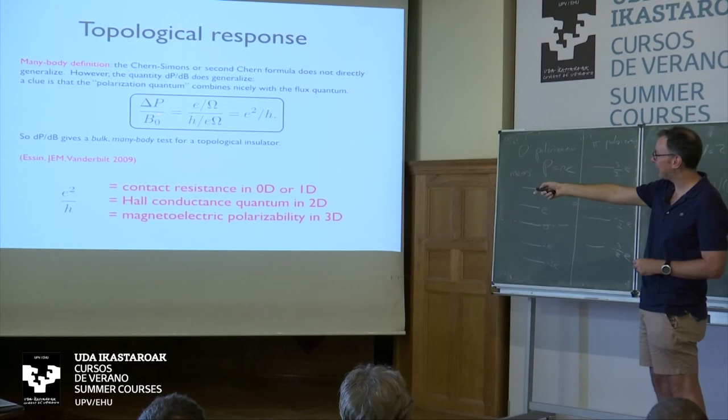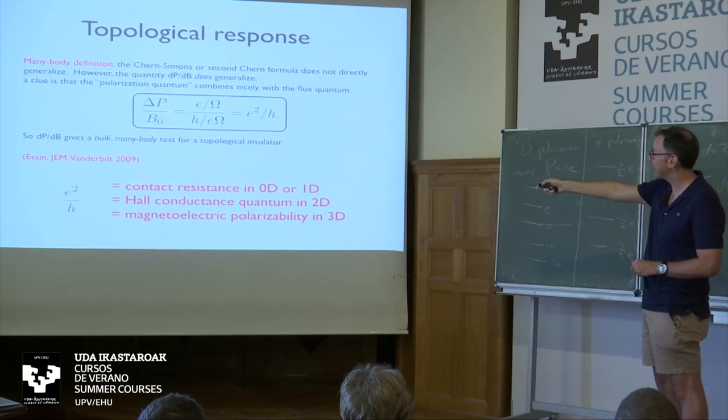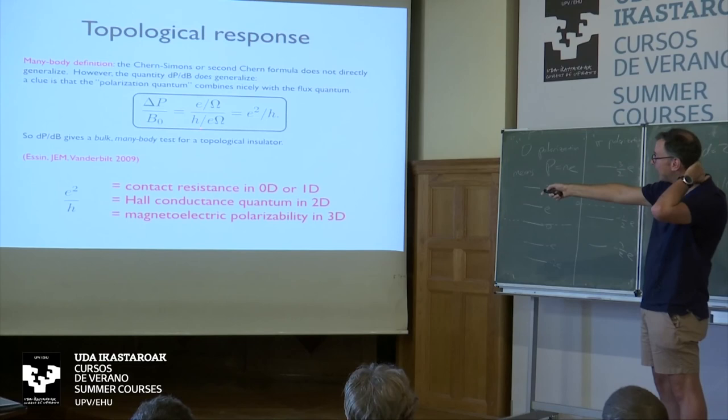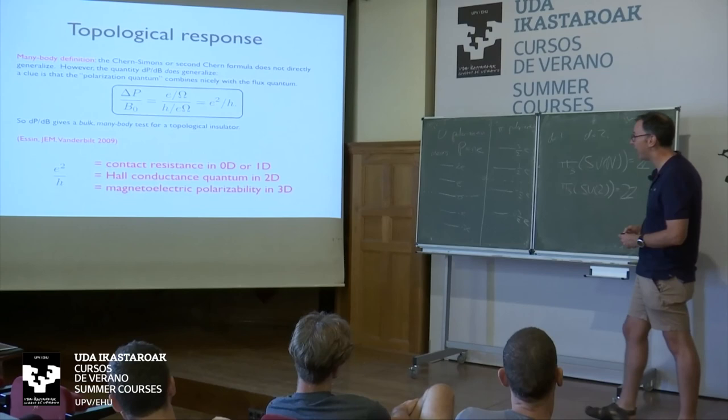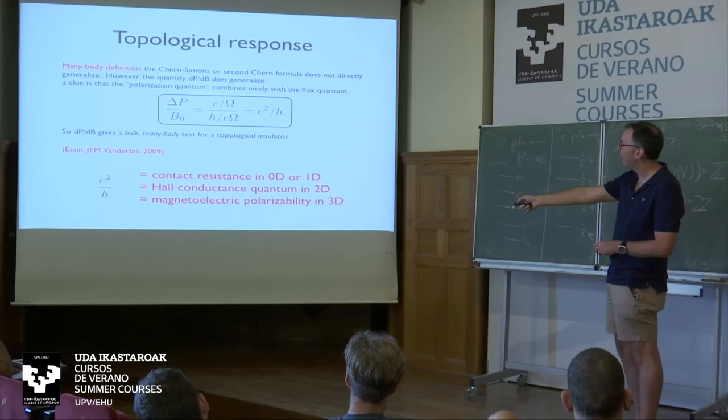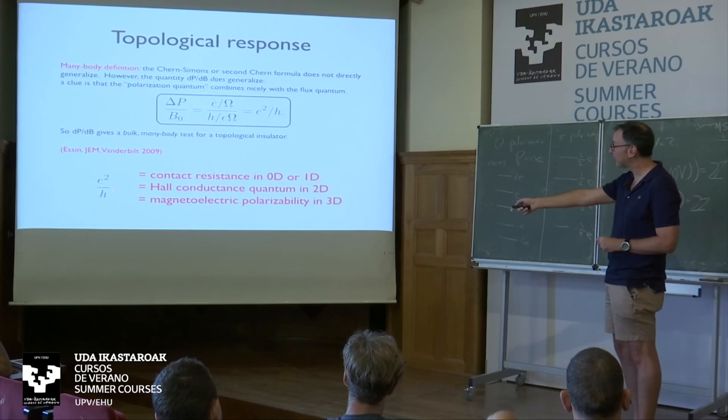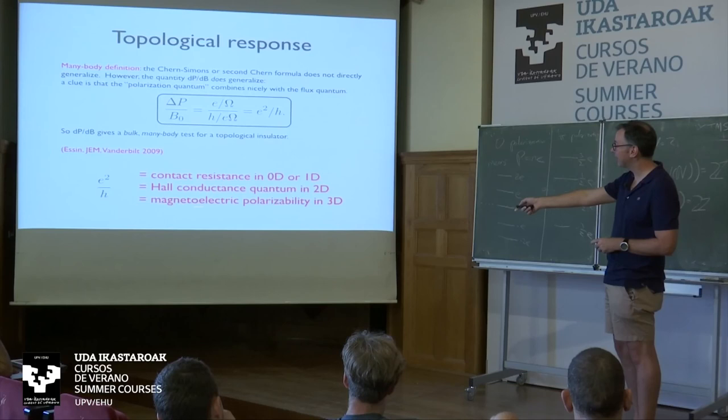And one reason why I emphasize this is that no statement here actually depends on being non-interacting. So you can use the magnetoelectric effect if you like, as long as charge is well-defined, as long as you don't have some unusual fractionalization or something, it's a proof that the 3D topological insulator still remains well-defined in interactions. And it says that e squared over h means something in every dimension. In 0D or 1D, it's kind of the quantum of conductance, the famous contact resistance in 1D. In 2D, it's the Hall conductance, and in 3D, it's the magnetoelectric polarizability.